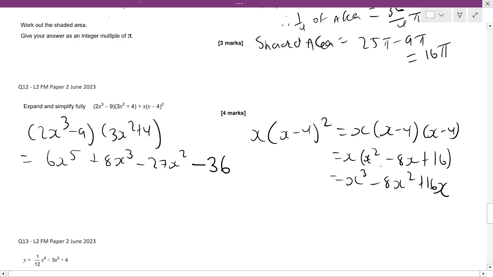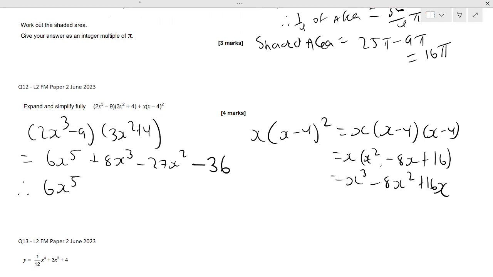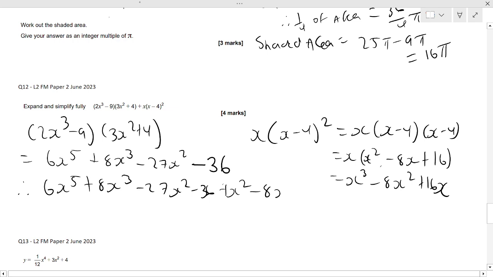Okay. So we've expanded this part and this part. Now we need to add them together. So we're going to have 6x to the 5 plus 8x cubed minus 27x squared minus 36. Add x cubed minus 8x squared. Sorry, that's x cubed, not x squared. Minus 8x squared add 16x.